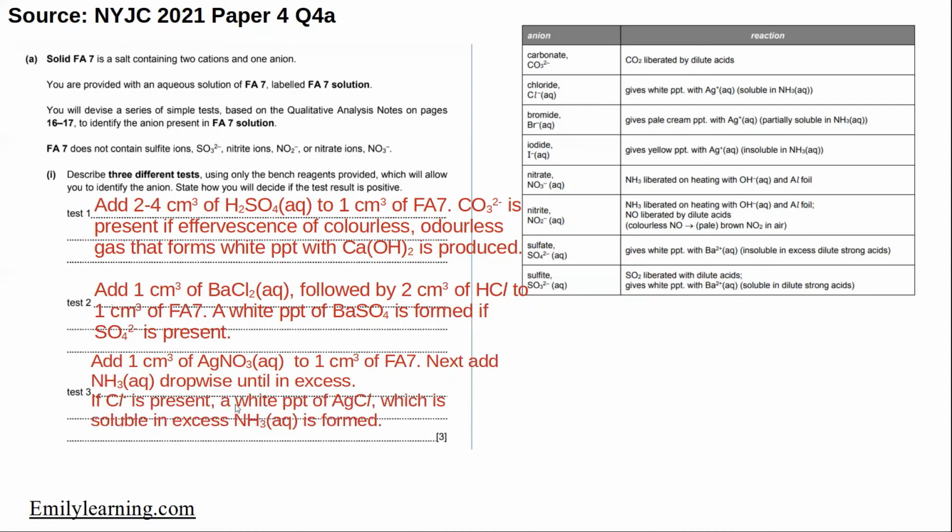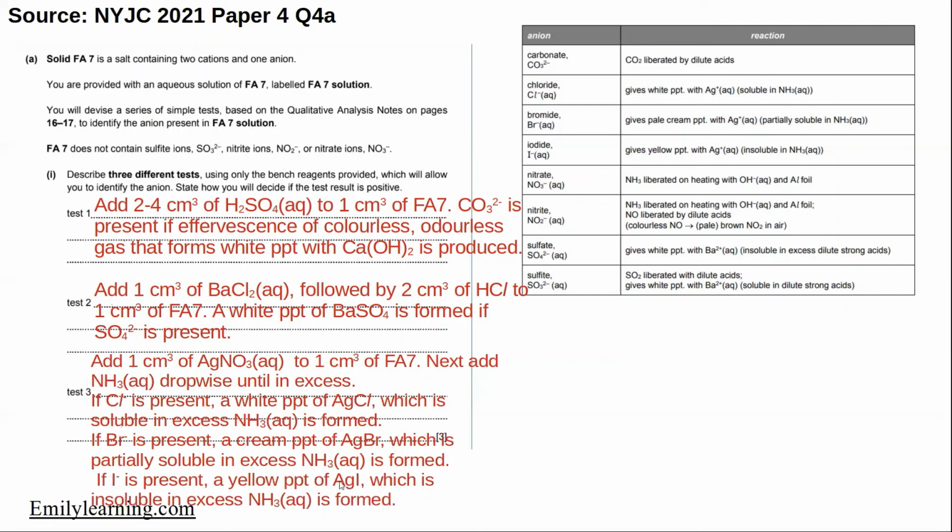If chloride is present, I'll have a white precipitate of AgCl, which is soluble in excess ammonia. If I have bromide, then I'll have a cream precipitate of AgBr, which is partially soluble in excess NH3. Basically I'm just copying from here. If it is iodide, then I'll have a yellow precipitate of silver iodide, which is insoluble in excess ammonia. So that is how I test for these 3 anions in a single test.